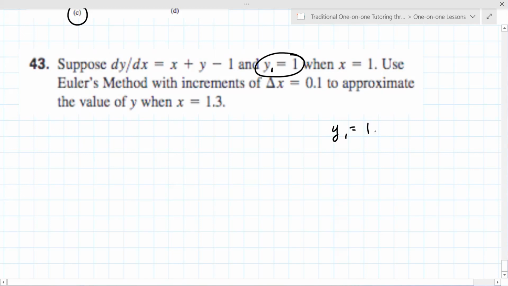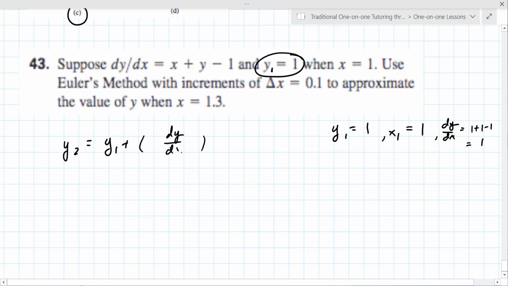Okay, y1 is 1, x1 is 1. You also generally need to evaluate dy/dx at that point. So it's 1 plus 1 minus 1, which equals 1. So now y2 is going to equal y1 plus the derivative. I don't really want to get you caught up on notation, so I'll just write the dy/dx times the delta x.